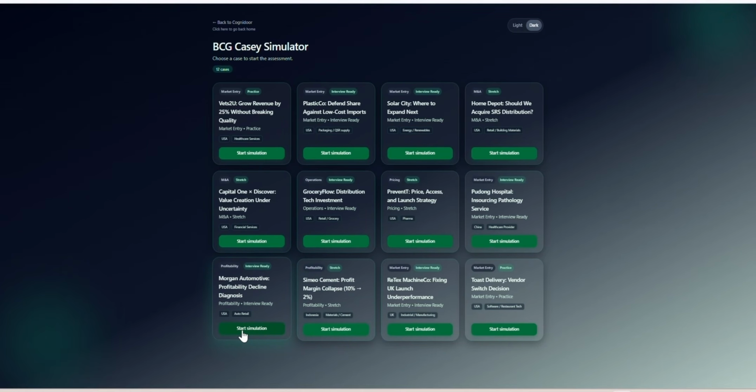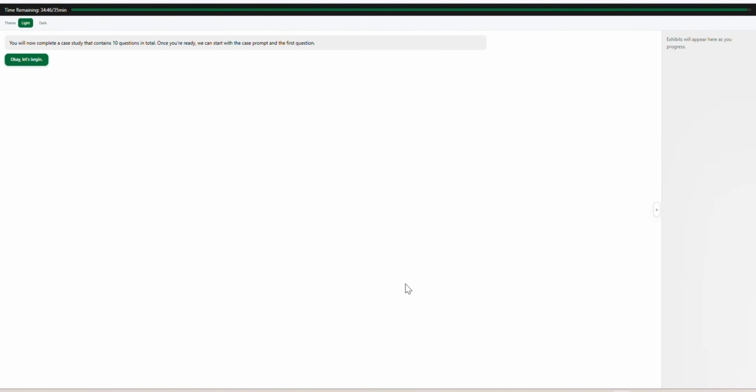Here, we can see the Cognidoor BCG Casey library. For our example, we're going to click on the Morgan Automotive case. All right, here we can see the Casey interface. So first thing we do is note that we have 35 minutes to complete the assessment. So we're going to click Begin.